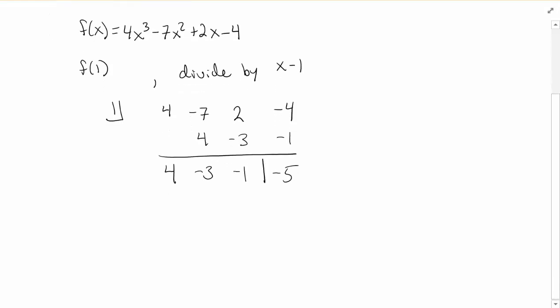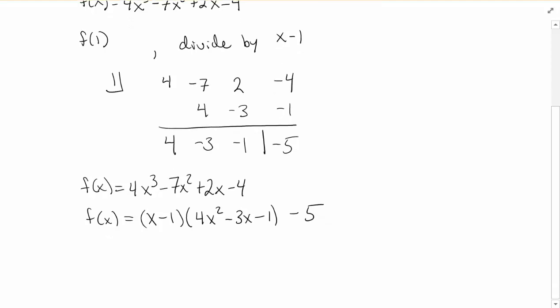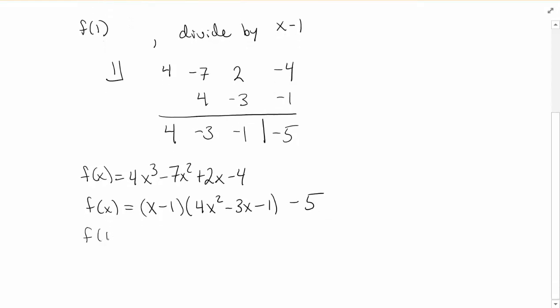What this means is I had f of x equal to 4x cubed minus 7x squared plus 2x minus 4. We now know that f of x is also equal to, well, I divided by x minus 1, so there's my divisor, and then the coefficients on the following quadratic are 4x squared minus 3x minus 1, and then I had a remainder of negative 5. So looking at this new version, if you plug in 1 into here, you'll get 1 minus 1 times 4 times 1 squared minus 3 times 1 minus 1, minus 5.